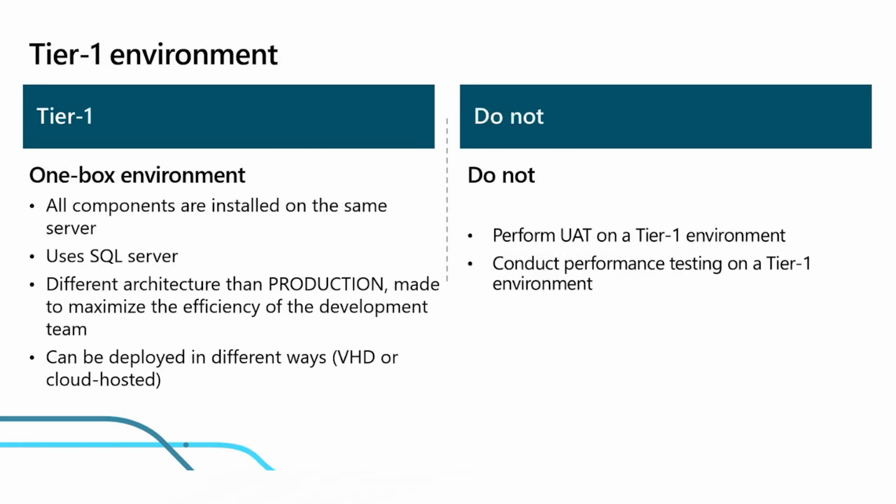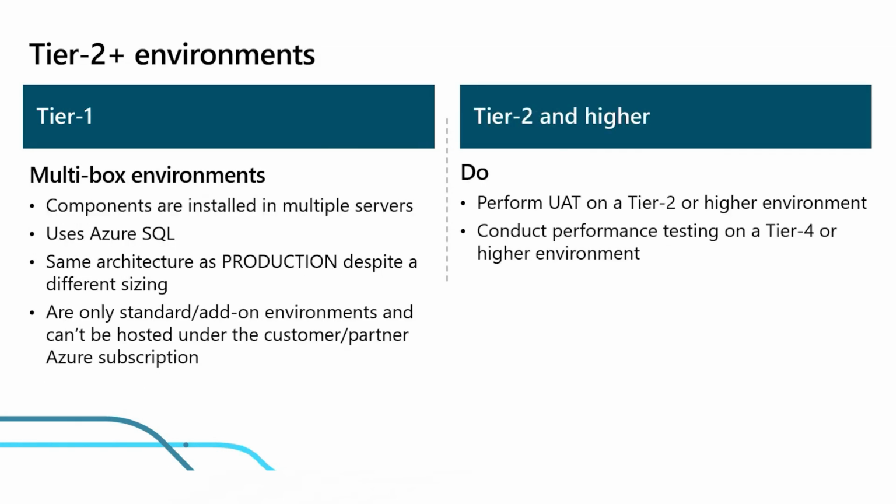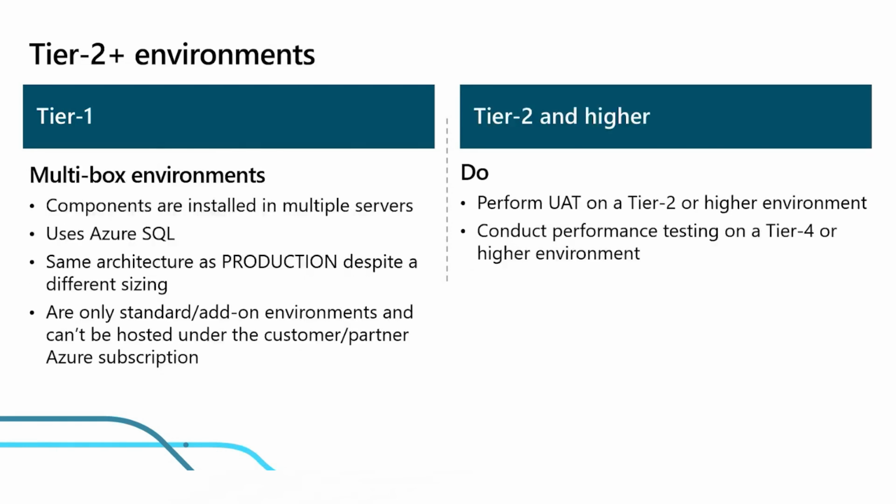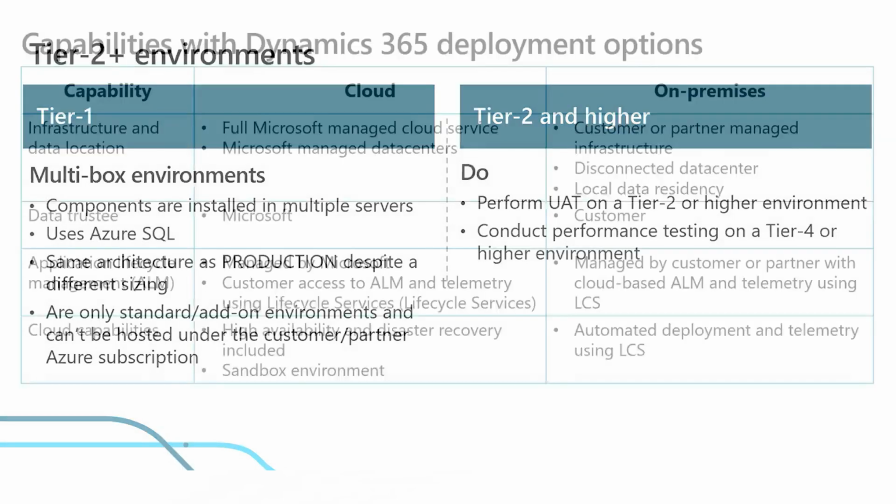So I hope the basic differences between tier 1 and tier 2 environments are clear. The major differences: tier 1 environments are one box where all components are installed on the same server, typically used for development and unit testing, and the architecture is different compared to production. Whereas tier 2 and above, which are typically used for user acceptance testing or performance testing, have an architecture similar to the production environment. It uses Azure SQL.